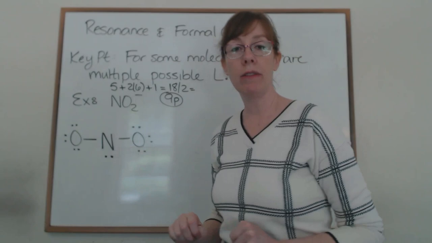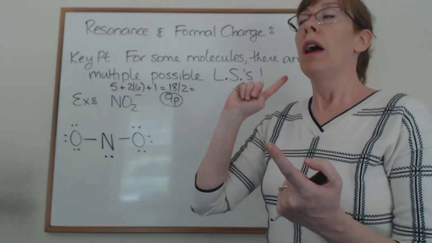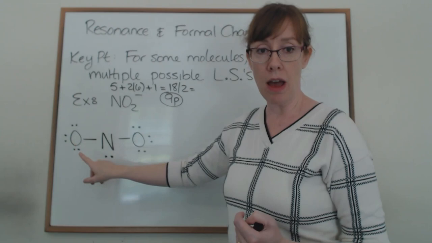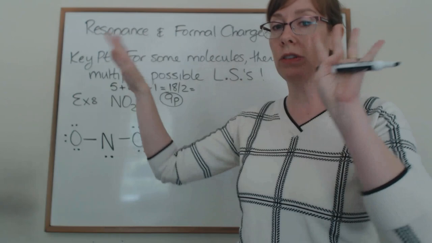Did you use all your pairs? Yes. However, is every atom satisfied? The answer to that is no. The oxygens are good. They both have octets. The nitrogen is not. Now, here's where the alternate resonance or the alternate Lewis structures come into play.